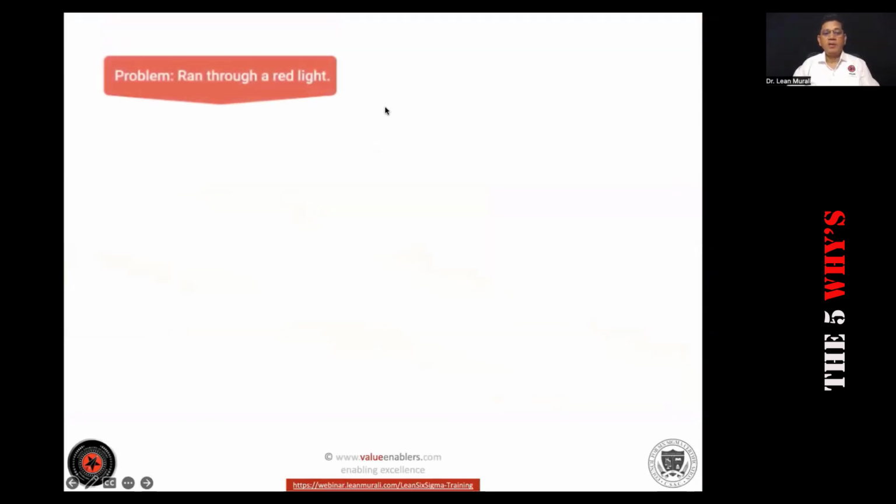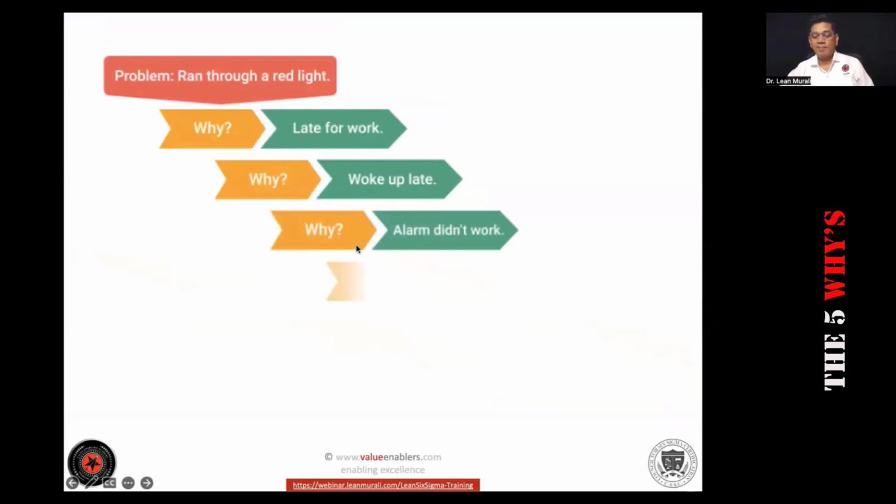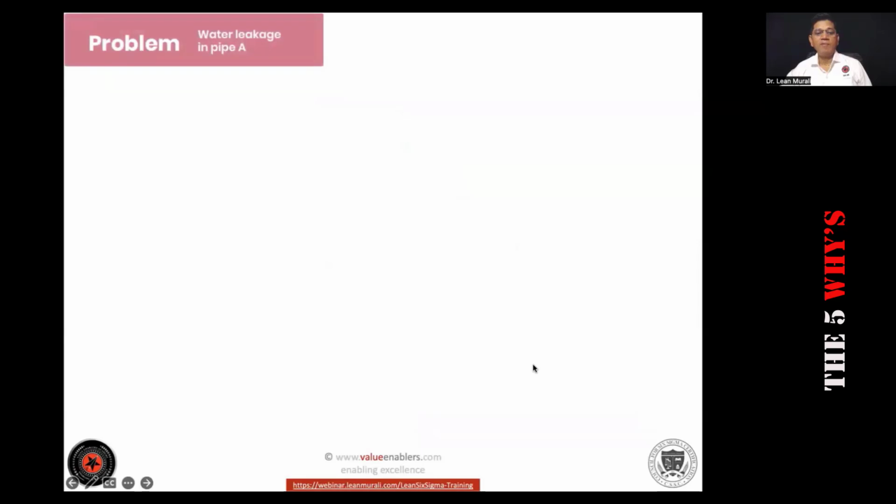let me see some simple examples. You ran through a red light, why? Late for work, why? We discussed this earlier, so I'm going a little fast on these examples. Late for work, woke up late, alarm didn't work. Why didn't the alarm work? Because the battery got exhausted. Why did the battery get exhausted? I forgot to check, and that's a root cause. That's one example we gave.